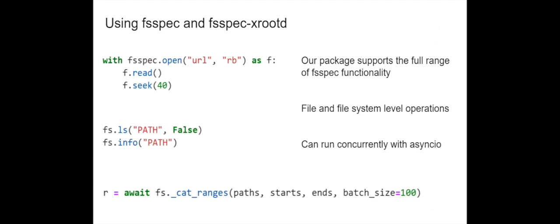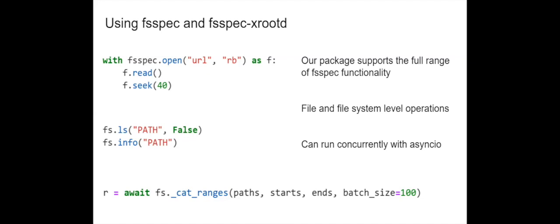Here we have some examples of how FSpec is used with our package. Here we use the with statement, which automatically closes the file when we are done. So in the first chunk of text, we're reading a file at the URL given. And you can do all the basic file operations like reading, writing, and seeking. It's very similar to the built-in Python file commands, but you can also access remote files when you do it with FSpec.